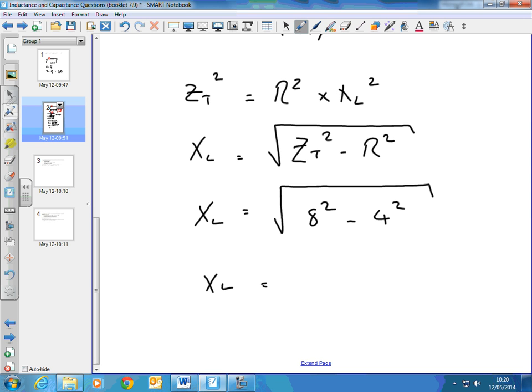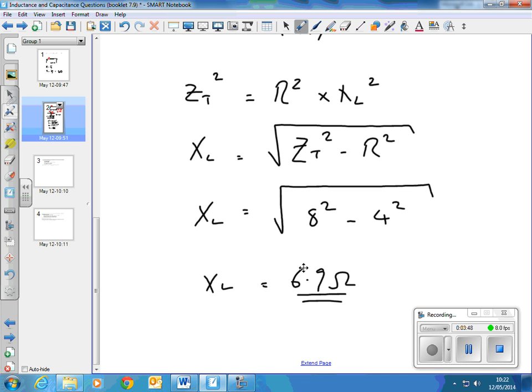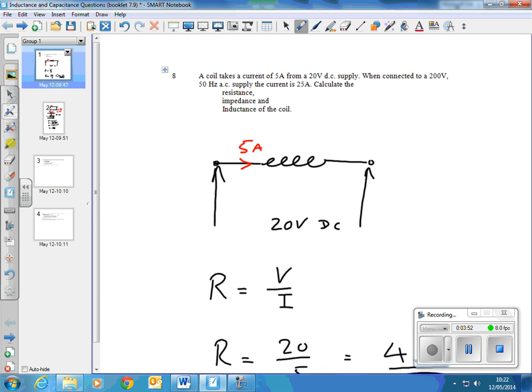And then putting those into the calculator, we get the value for the reactance. So this turns out to be 6.9 ohms. And that's the reactance of the inductor. If we look back at the original question, we're also asked to find the inductance of the coil. So let's work that out.